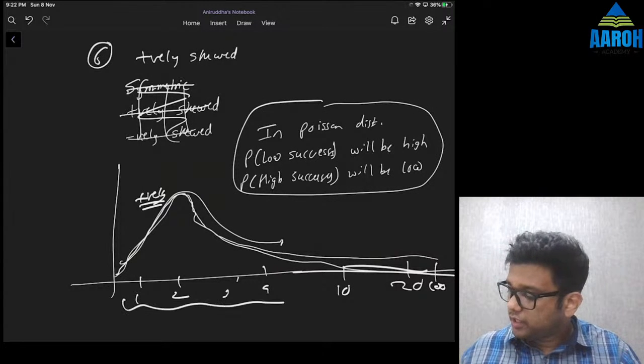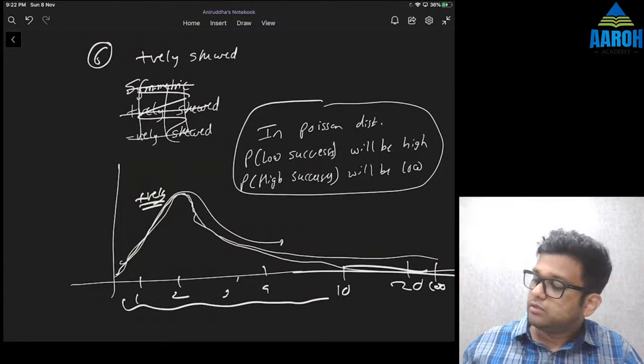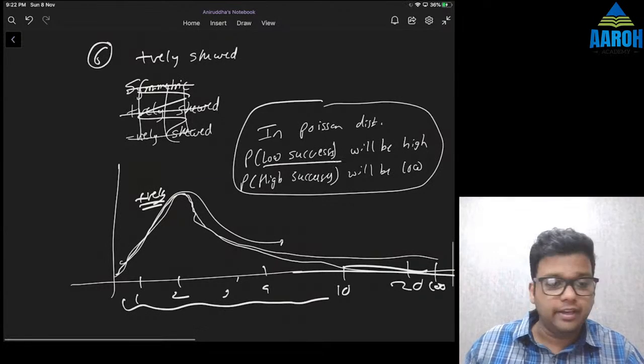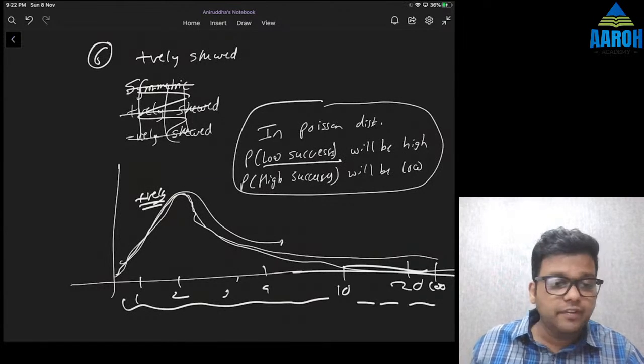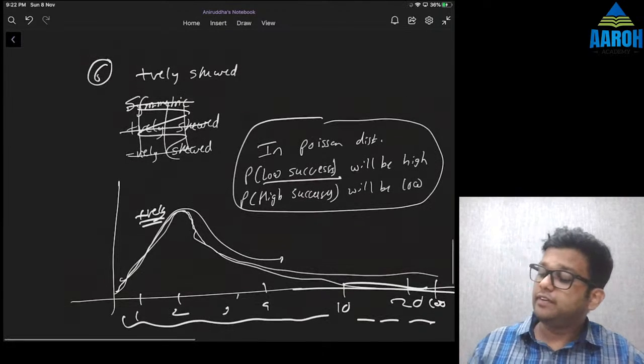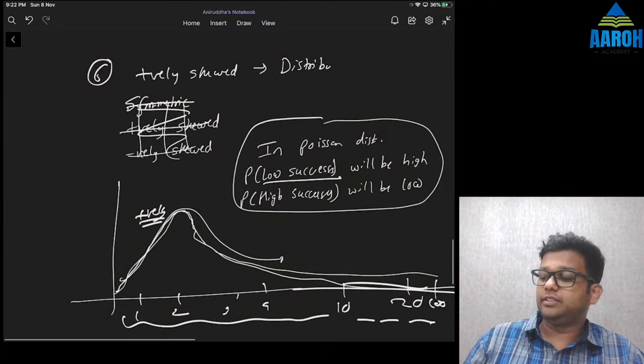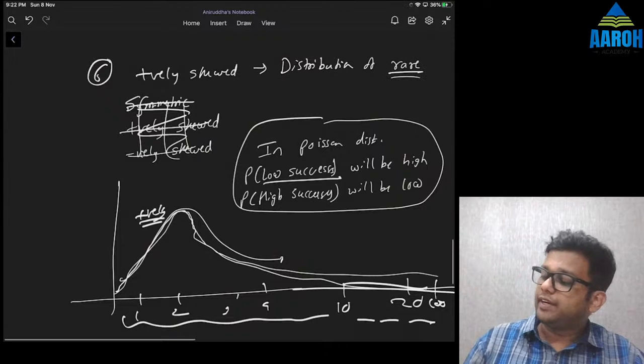Near these points 1, 2, 3, 4, or up to maybe some first few values, probability of success is very high. But as we go towards infinity, probability starts becoming low. That is why this is called as distribution of rare events.